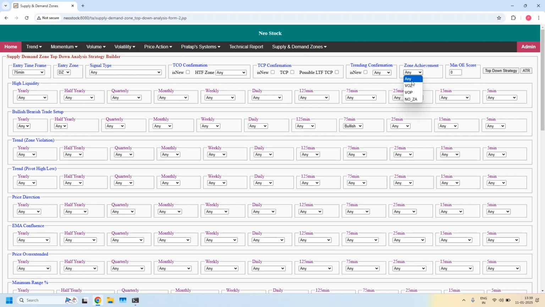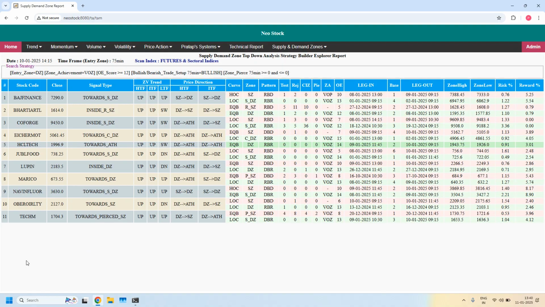The second filter is violated opposing zone. This filter is also applied to the 75 minutes demand zone. The third filter is minimum odd enhanced score of 12. This filter is also applied to the 75 minutes demand zone. Now all three filters are applied to the 75 minutes demand zone. Now let's filter the stocks. We got 11 stocks.